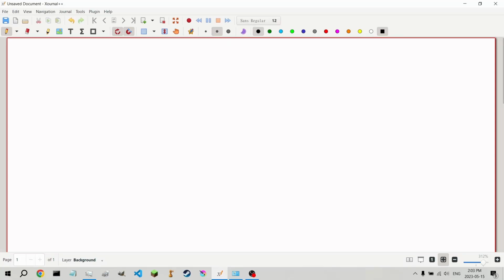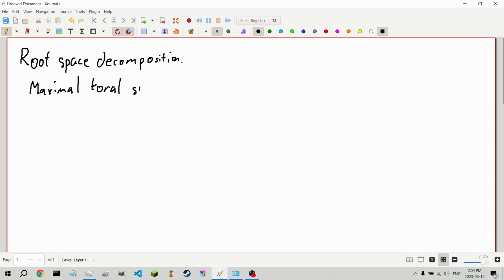Alright, so today we are looking at root space decomposition, with the first topic being maximal toral subalgebras and roots.